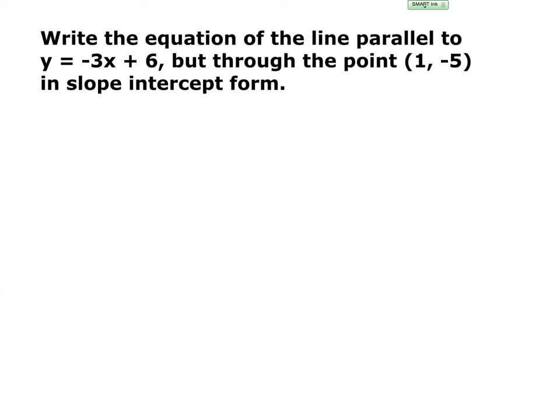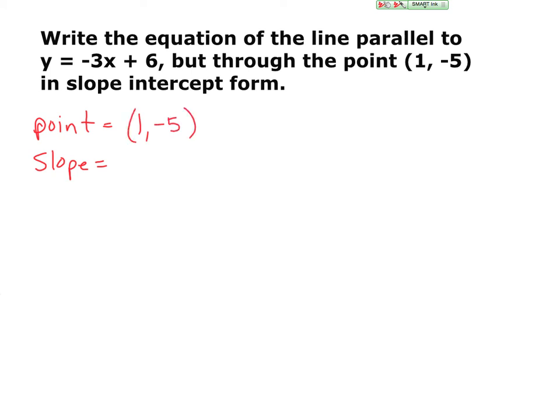Write the equation of the line parallel to y equals -3x plus 6, but through the point 1, -5. And I want it to end up in slope-intercept form. I would still suggest we start in point slope. So what point and what slope do we want our line to have? What point do we want it to go through? Read the problem. 1, -5.